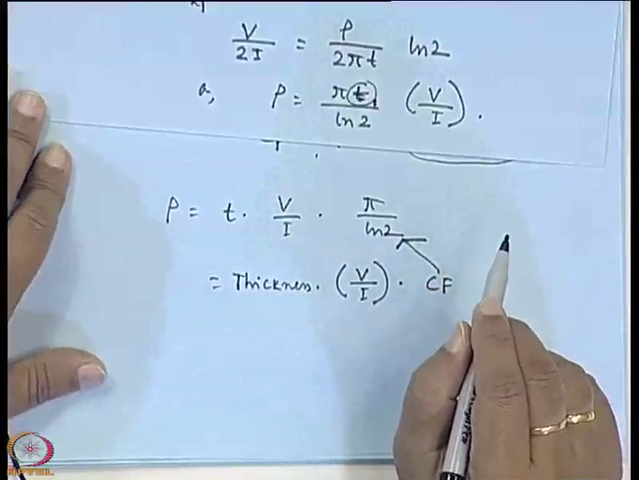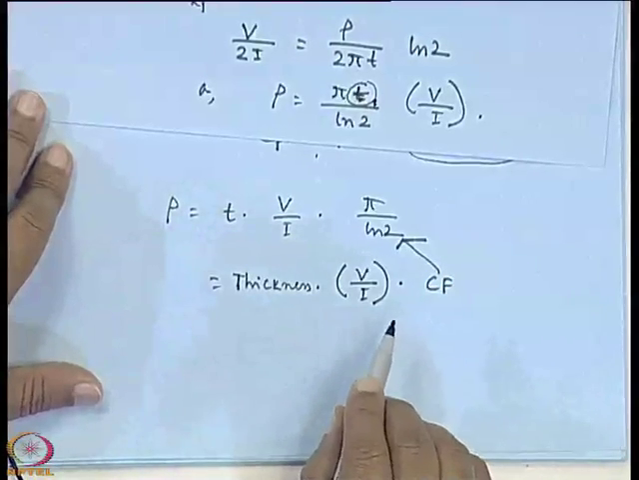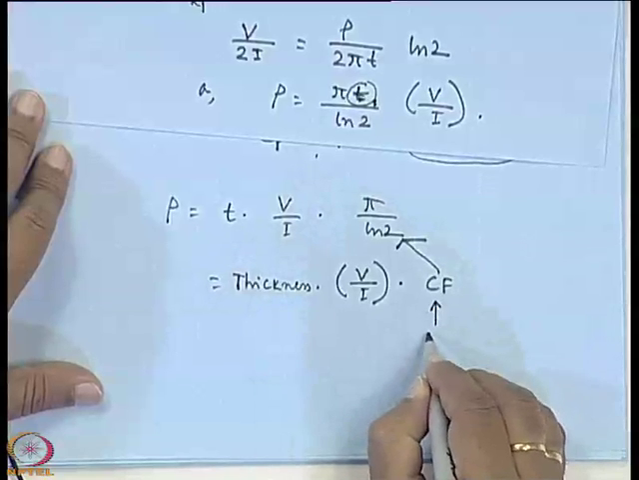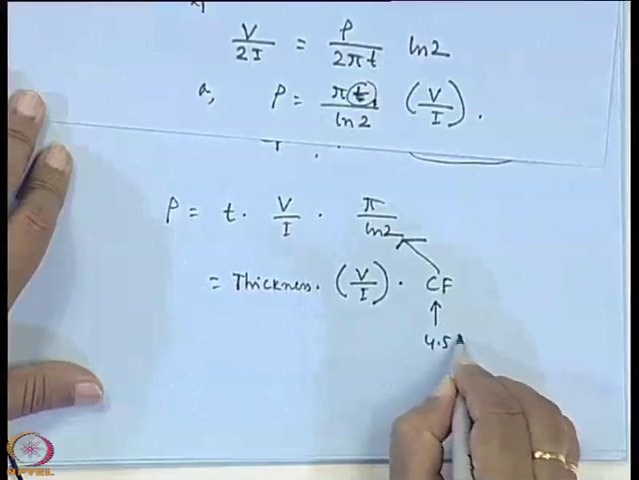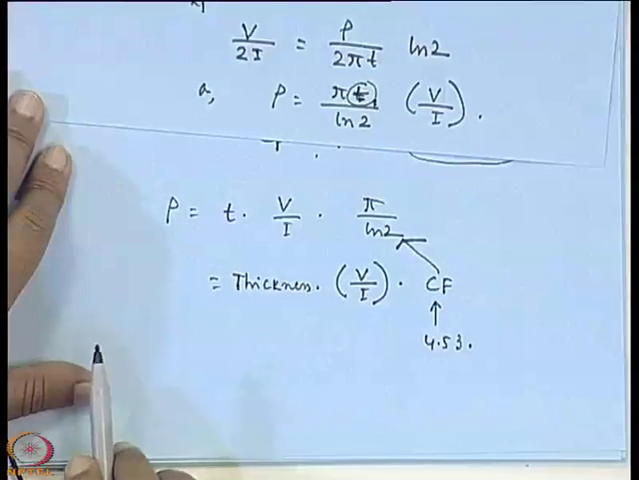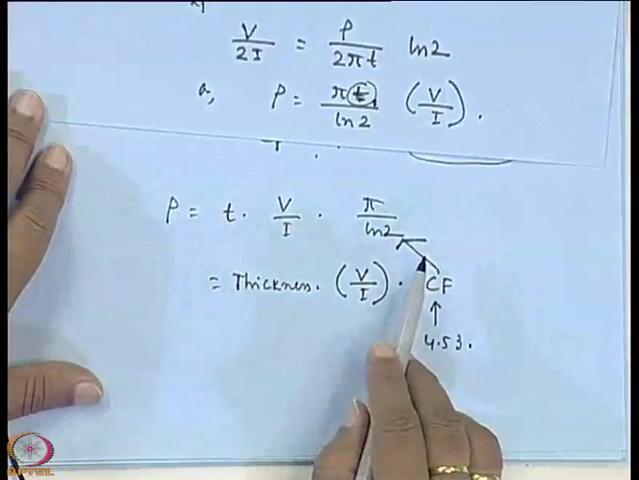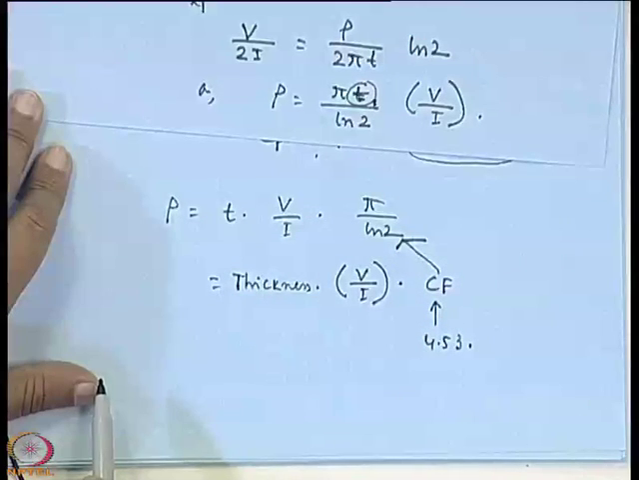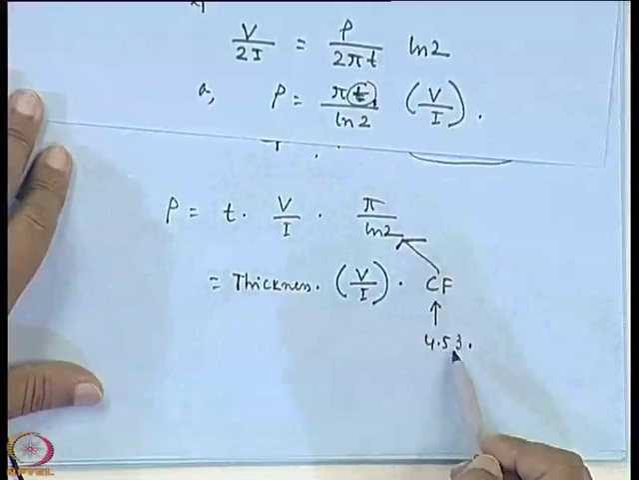Generally, in such a case the correction factor is taken as 4.53. Why? It is the value of pi by ln 2. Pi by ln 2 is 4.53.